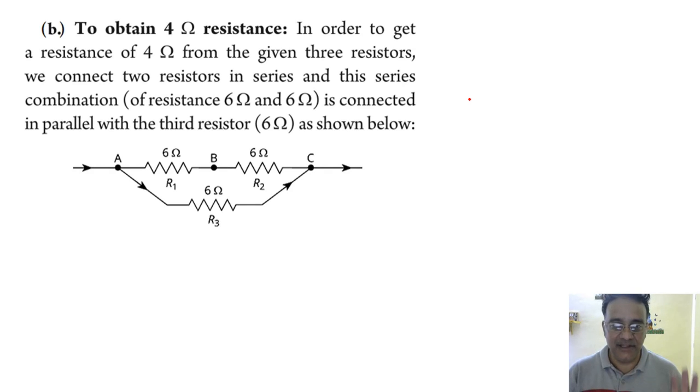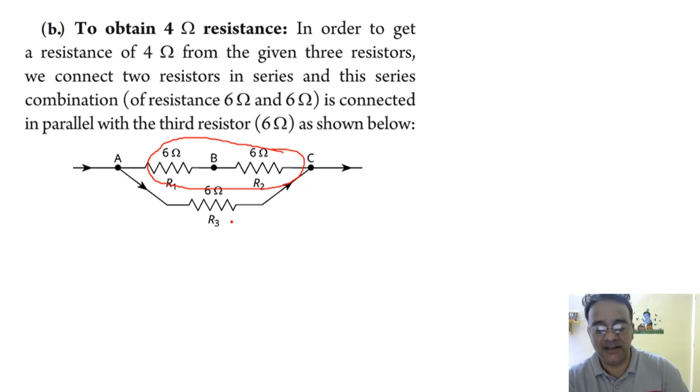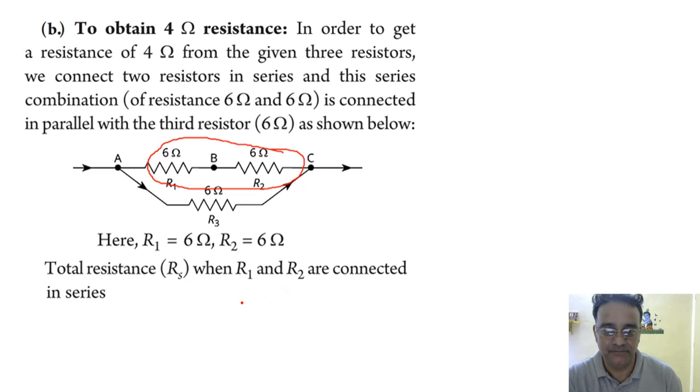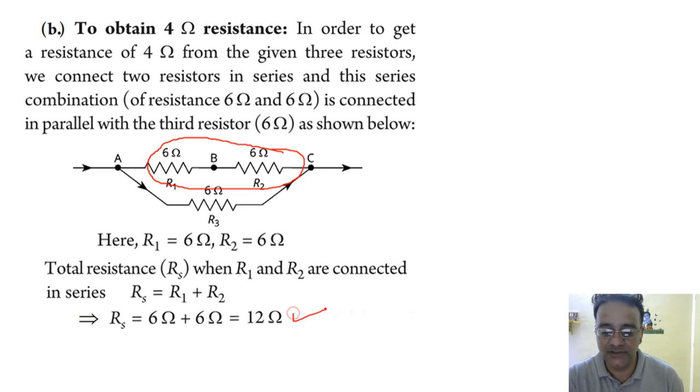So this will be the arrangement. These two resistances we will connect in series, and along with that, this R3 will be connected in parallel. Okay, so we'll find the equivalent resistance of this one first, that is R1 plus R2. So 6 plus 6 will be equal to 12 ohm. So this is the answer.